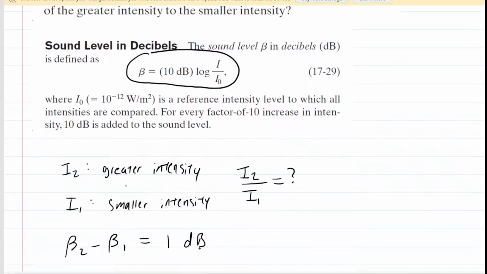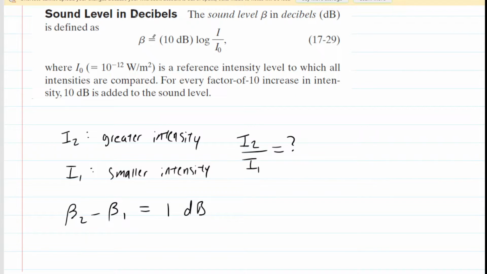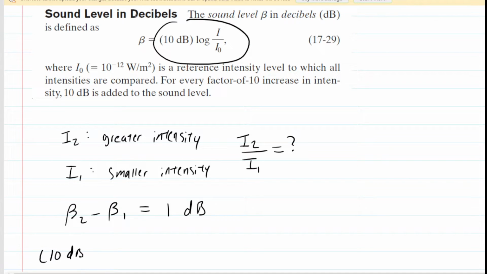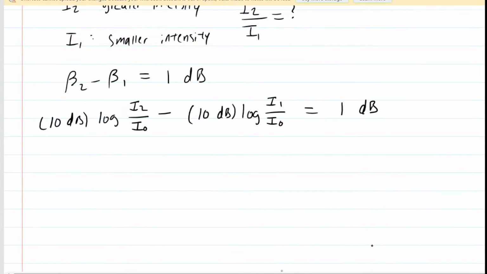But we can fill in some useful expressions for beta 2 and for beta 1 because of the sound level equation. So for example, for beta 2, following this equation right here, we would have 10 decibels multiplied by the log of I2 divided by I not, that reference intensity. And then we're going to subtract beta 1. We'll set up a similar expression. And then this, of course, again, is all set equal to 1 decibel. So the big question is, how do we solve this for I2 over I1?